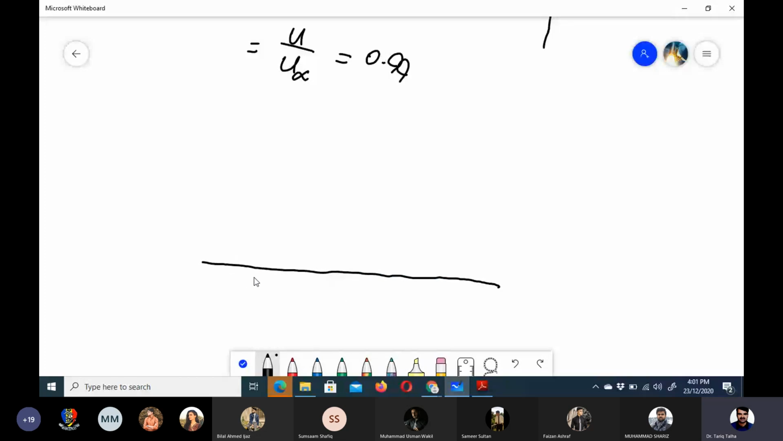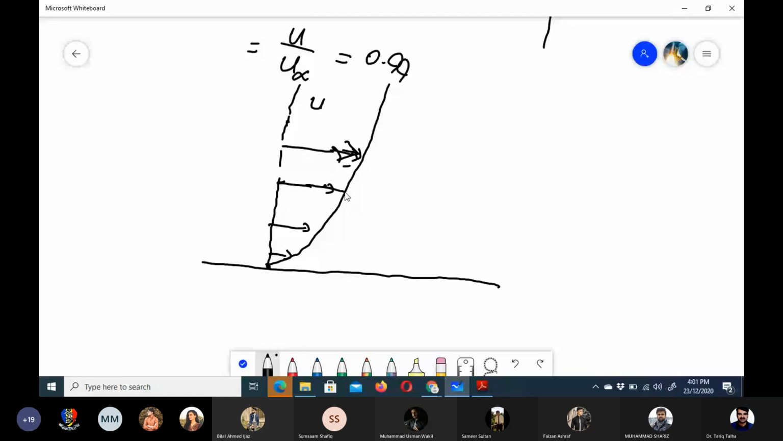Before that, if I want to draw the velocity profile here, because the first layer would have zero velocity, then we would have some more velocity, and then as it moves away from the wall, I have told you that the velocity keeps on increasing, so we can draw this profile like this. So in this, u is changing with y.